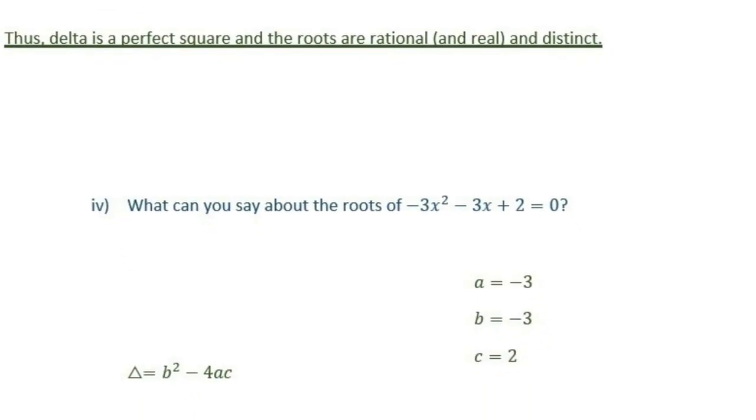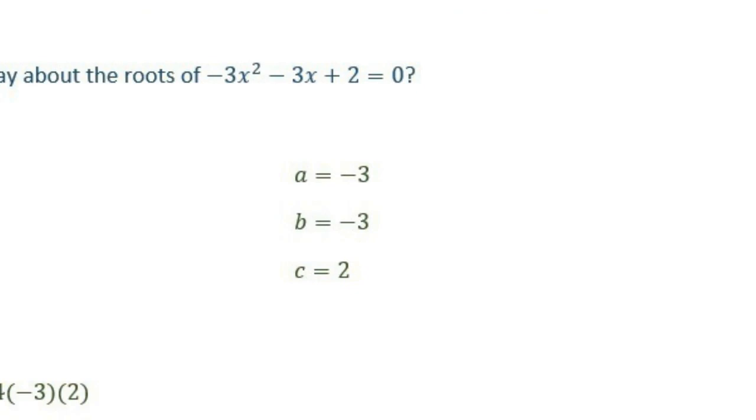The last purely numerical problem there: what can you say about the roots of -3x squared minus 3x plus 2 equal to 0? The coefficients here, the number in front of x squared, or a, is -3. In front of x we also have -3, so b is also -3, and without x we've got 2, so c is 2.